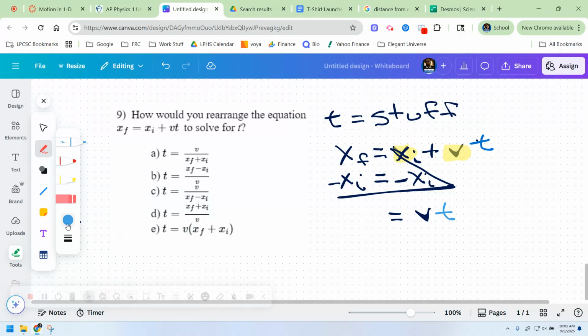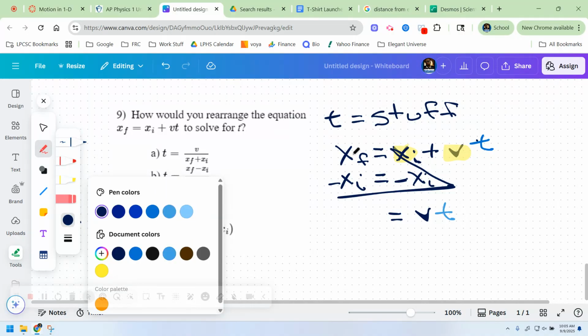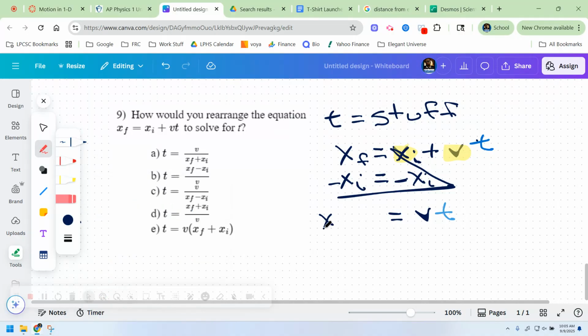But on the other side of the equation, these are two different values, so I just leave them separate like this. I say x sub f minus x sub I. And I just leave it like that. So now the v is being multiplied by t, so if I want to move the v away from the t, I do the opposite of multiplication, which means I would divide.